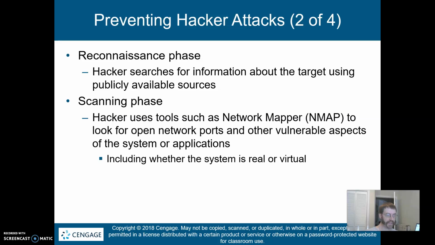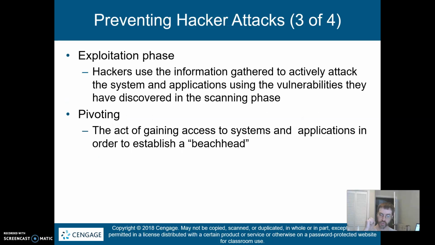And then once they have that, they can begin the exploitation phase, which is to target a specific potential vulnerability and begin to try to push something through it, using something like Metasploit or Armitage, or again the kind of dark web, black market cracking tools that are traded on the deep web. Then finally, once they get in, they'll pivot.